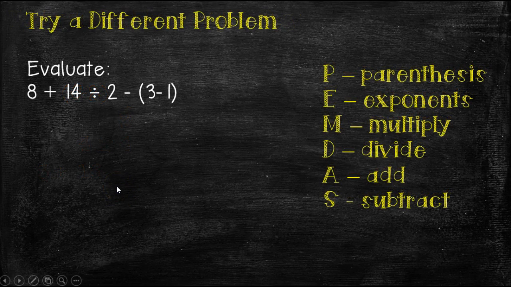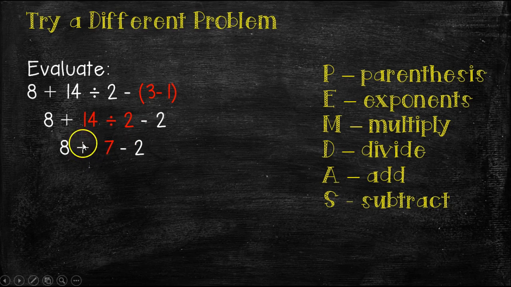So here's a different problem, and let's go ahead and look at our order of operations to see what we do first. We start off with whatever's in the parentheses, so here we have 3 minus 1. So we know 3 minus 1 is 2, and then we'll just bring down the rest of the expression. Now we have to go through and decide what we do next. We don't have any more parentheses, we don't have any exponents, we are not multiplying, but we are dividing. So the next thing we're going to do is 14 divided by 2, which is 7, and then we'll just bring down the rest of the expression we haven't evaluated yet.